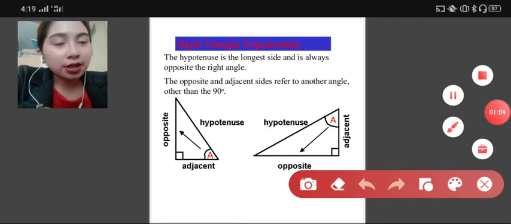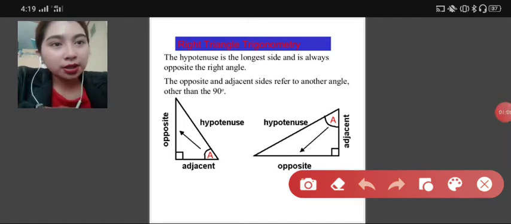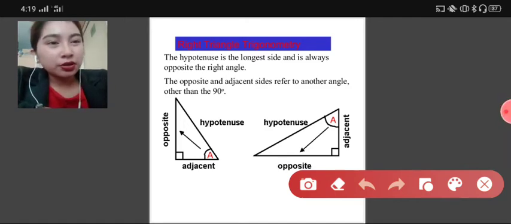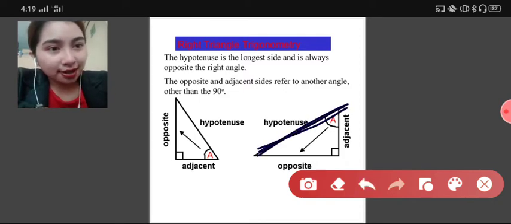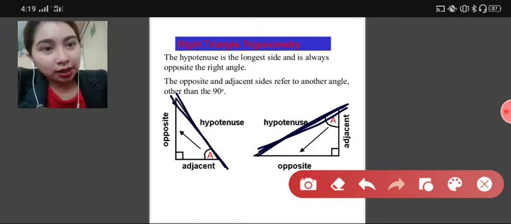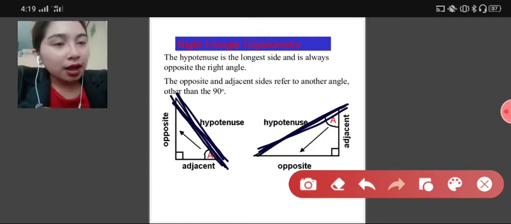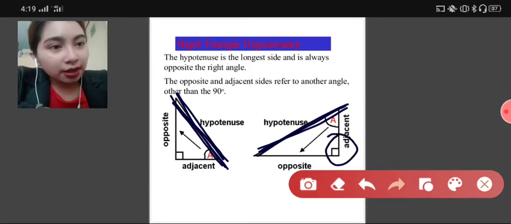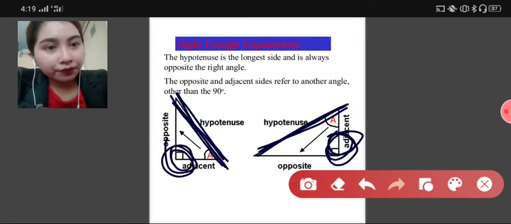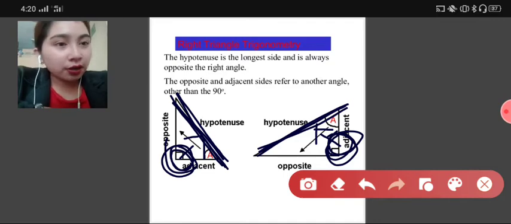The hypotenuse is the longest side and is always opposite the right angle. So, our hypotenuse is always the longest side. Where is our longest side? Here it is. And in our right triangle, our right angle is here. Our right angle is always facing the hypotenuse. Here it is.